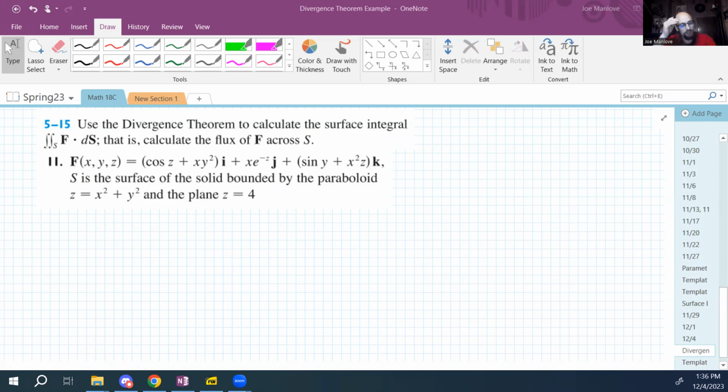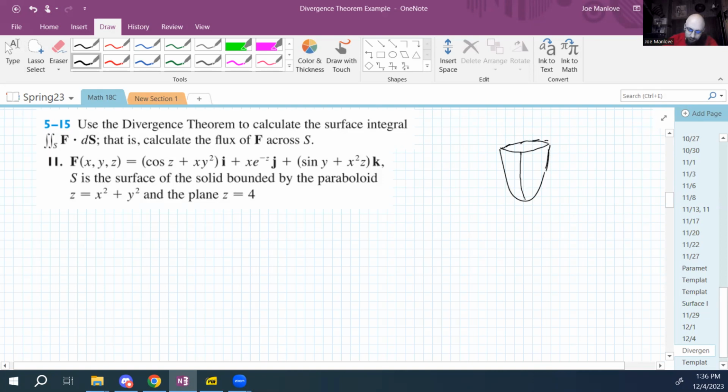And S is the surface of a solid bounded by a paraboloid z equals x squared plus y squared, and the plane z equals 4. First things first, I'm hoping we remember that a paraboloid is one of these guys, and if we cut it through with a plane, we'll get some kind of satellite dish looking shape. I can see that edge, so I'm going to put a boundary on there, and then put another one like that, right?